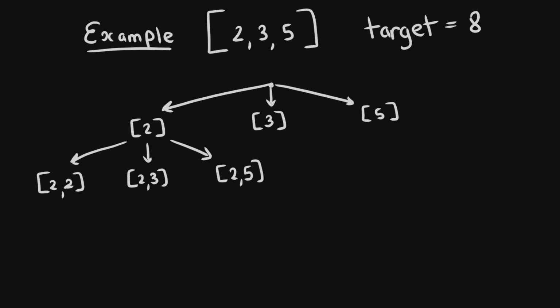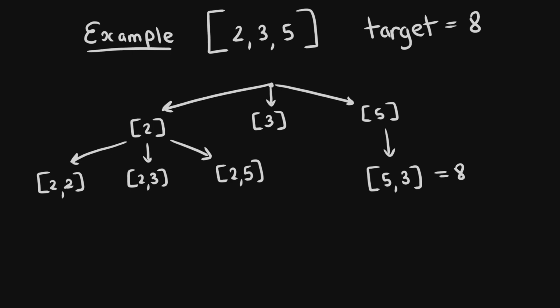And I'll just show you one example of when we actually do reach the target. Let's say eventually from the 5, we take a 3 value. So we'll get 5, 3. And as you can see, 5 plus 3 is going to be equal to 8. So this is a value that will reach the target.